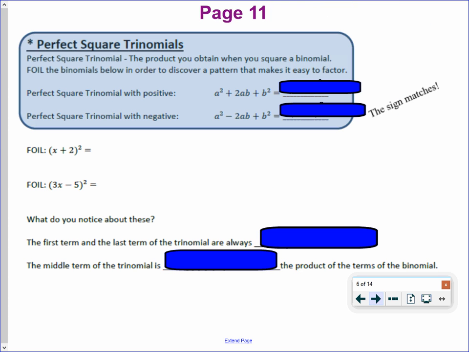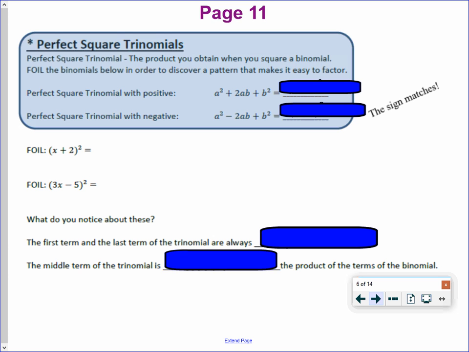Okay, so let's keep going. Now we're going to talk about perfect square trinomials. A perfect square trinomial is the product you obtain when you square a binomial. So we're going to FOIL these binomials below in order to discover a pattern that makes it easy to factor.